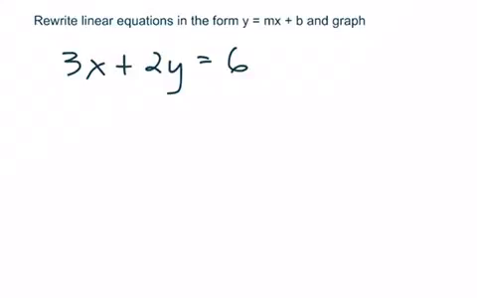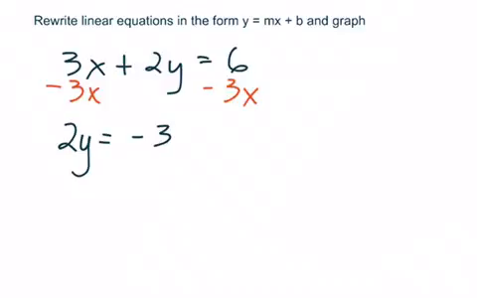All right, so yeah, we're going to isolate the y variable. So to do that, we're going to start off and subtract the 3x. All right, so we got 2y is equal to negative 3x plus 6. Now, what's my last step? Yeah, divide by 2, right? We're going to divide by 2.